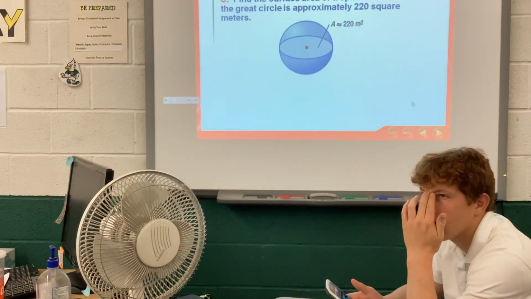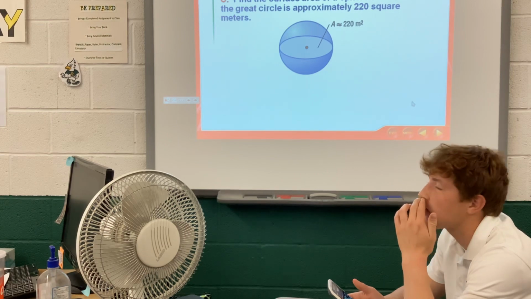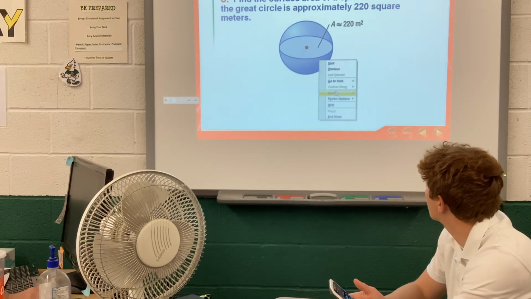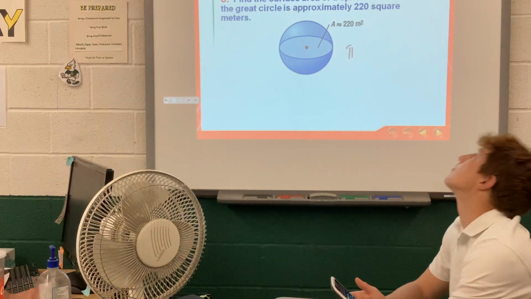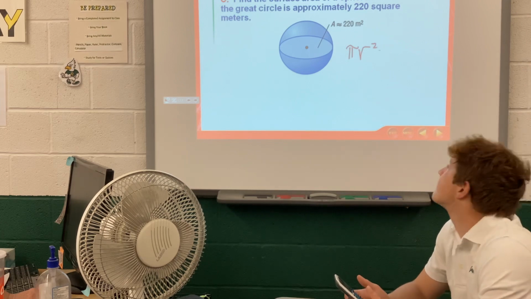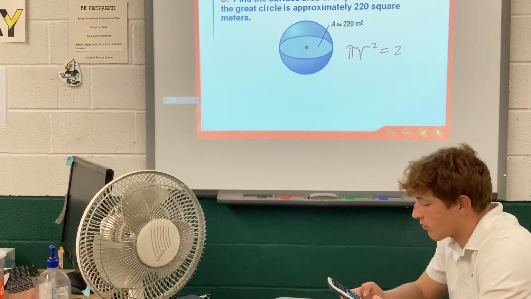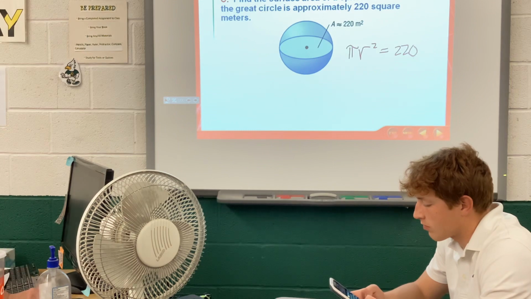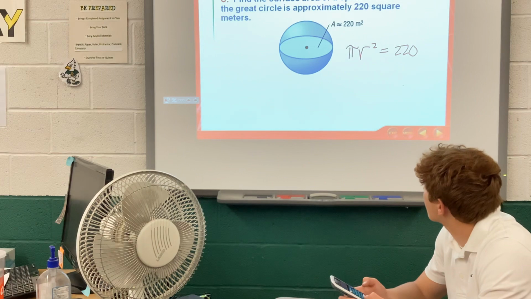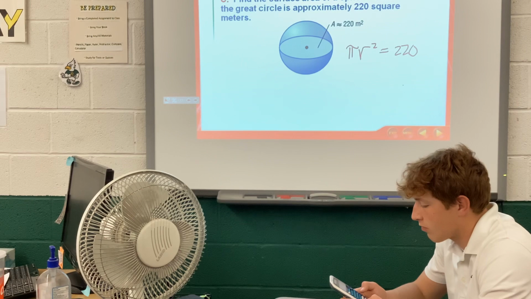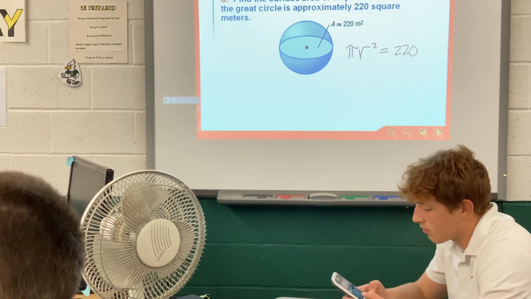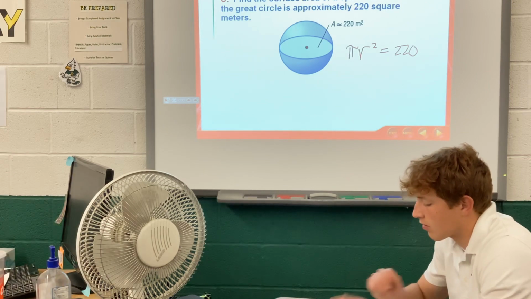So I have to first find the radius of my great circle, right? The radius of the great circle and the radius of the sphere are the same thing. So here I'm going to take pi r squared is equal to 220. Now don't get confused with this one compared to the other one. The other one had pi in it, and that's okay. When we divide, the pi's just cancel each other out. Here, remember, pi is just a number. Some people say, well, I don't have a number on the left-hand side. I really do, right? Pi is 3.14.